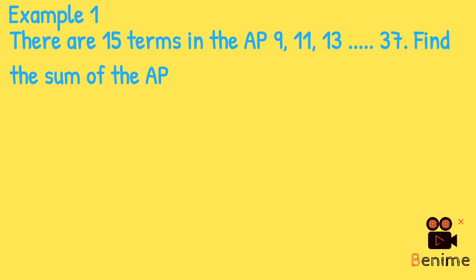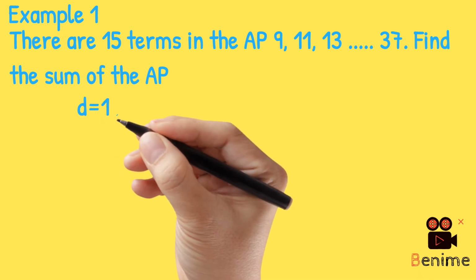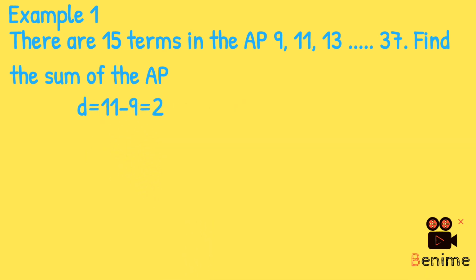So now they're telling us that this is an AP. What we need to do is, can we get the common difference? Yes, we can. The common difference will be 11 minus 9, which is 2. Or you can also try 13 minus 11, which will still give you 2. But although you can get the common difference, it is not needed for this particular question.